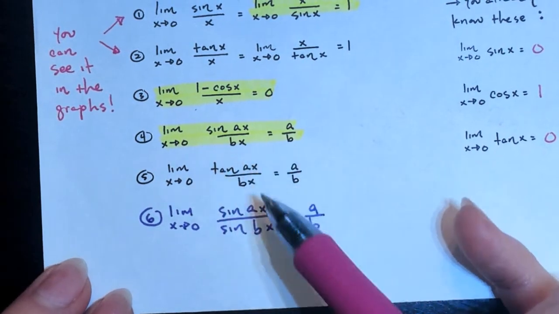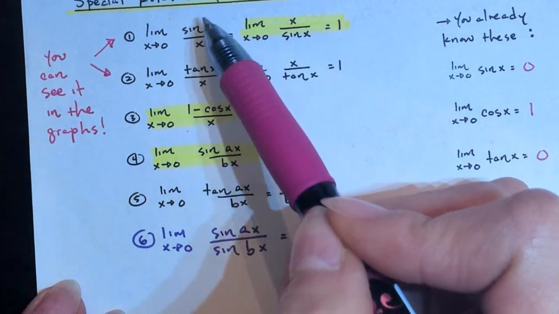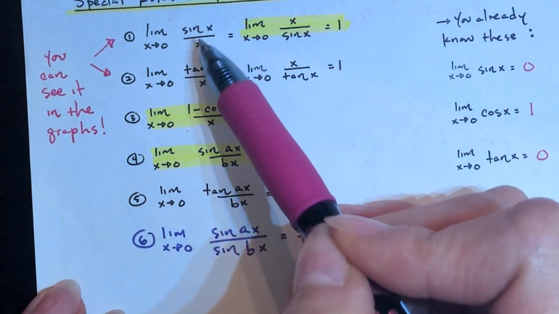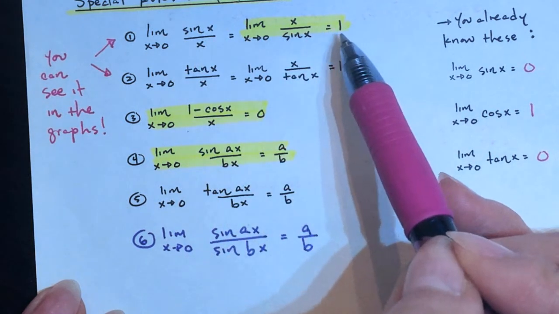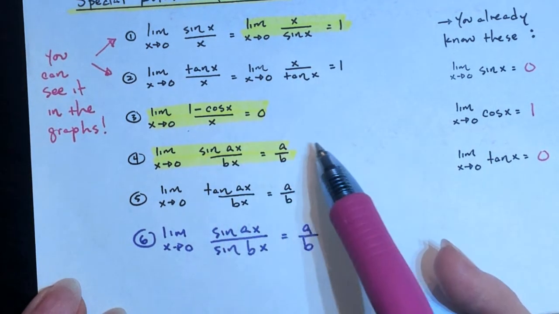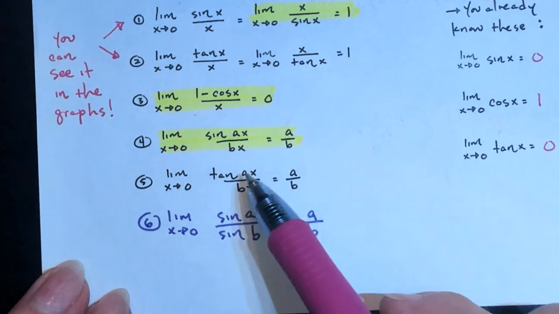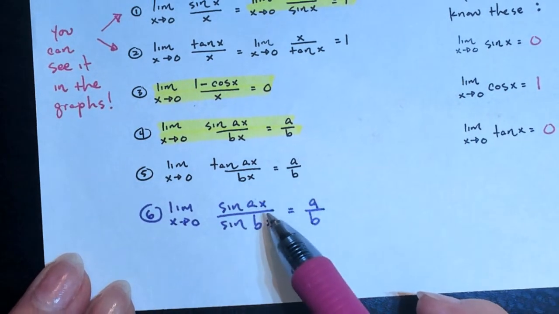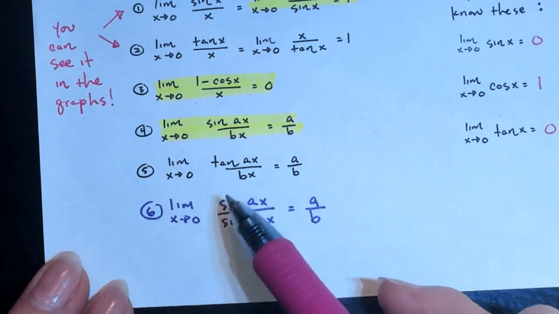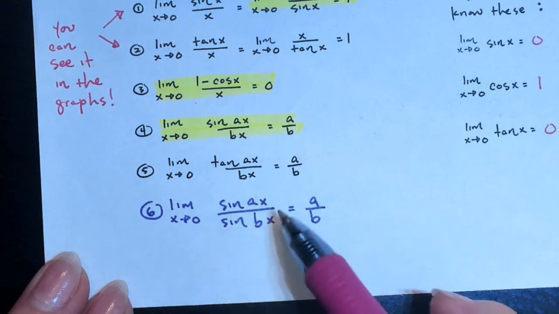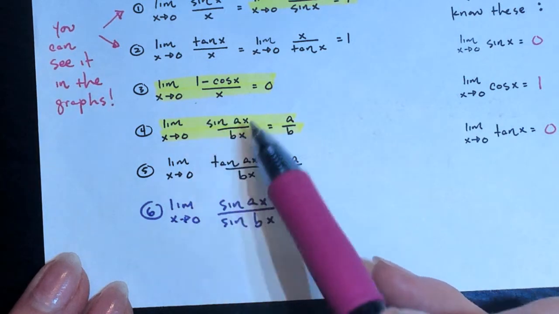Another way you can think about it is you take the coefficient over the coefficient. The coefficient over the coefficient is 1. The coefficient over the coefficient is a over b. Same thing here, a over b. Same thing here, a over b. So how does this work right here? This is basically the same as this.